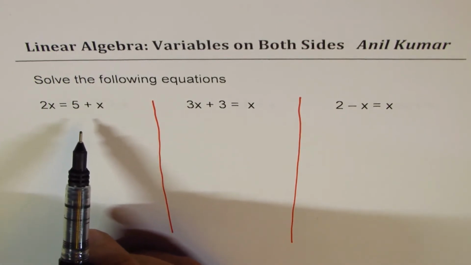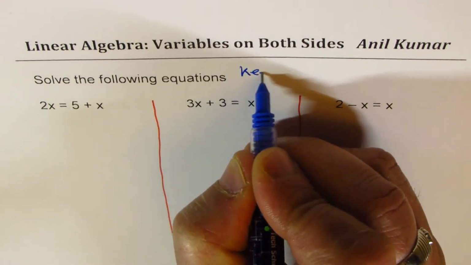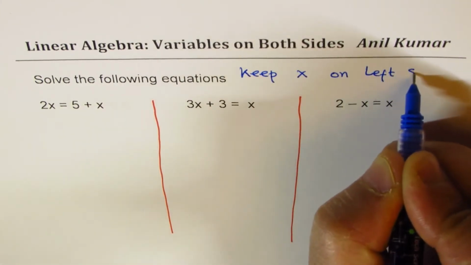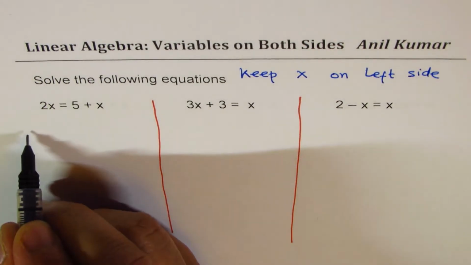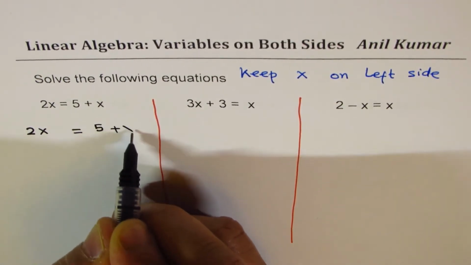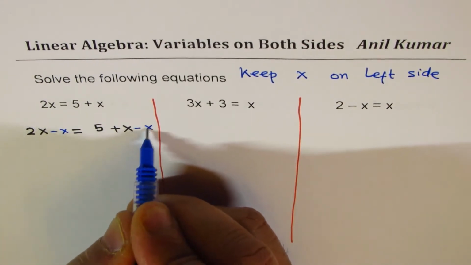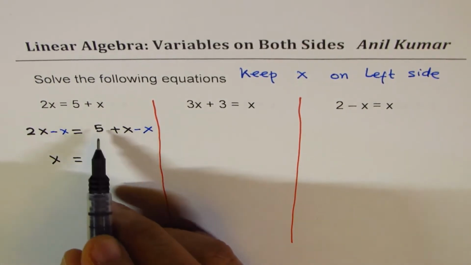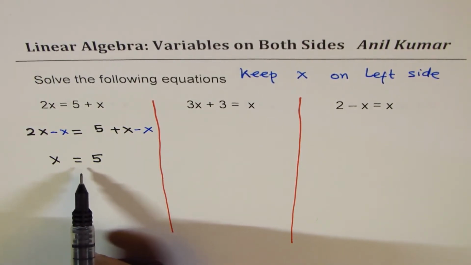So the strategy is to keep x on left side. So what we will do is we'll keep x on left side, not on the right. So if I have to do that, what should I do? The equation is 2x equals to 5 plus x. I will take away x now from both these sides, right? So I could take away x from both these sides. So we get 2x minus x as equals to x. And we are left with just 5. x minus x is 0. So x equals to 5 becomes a solution.